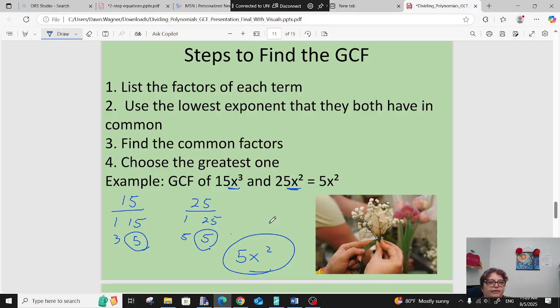Okay, we're not multiplying. What we're trying to do is find the greatest common factor, the biggest term that divides equally into both of those terms. 15's factors are 1 and 15, 3 and 5. 25's factors are 1 and 25 and 5 and 5. The largest number they both have in common then is 5. But then you look at the variables. See how you have x to the third and x to the second? You have to choose the smallest exponent because that's what they would have in common. So that would be x to the second power.